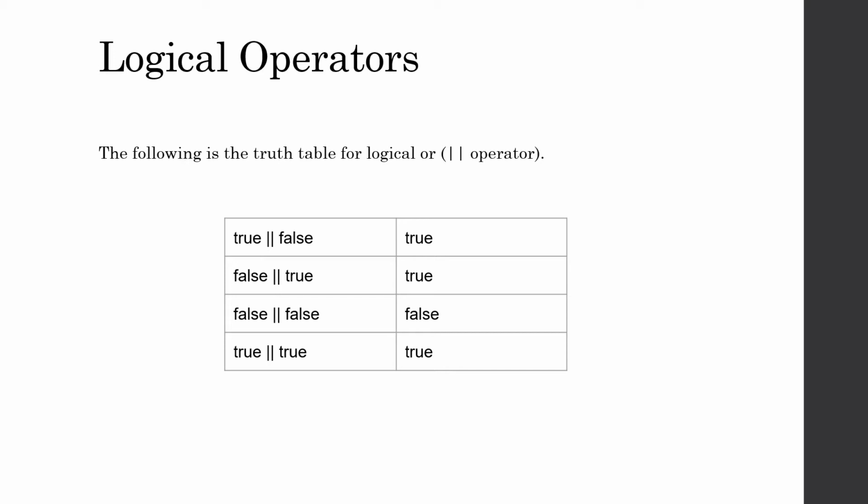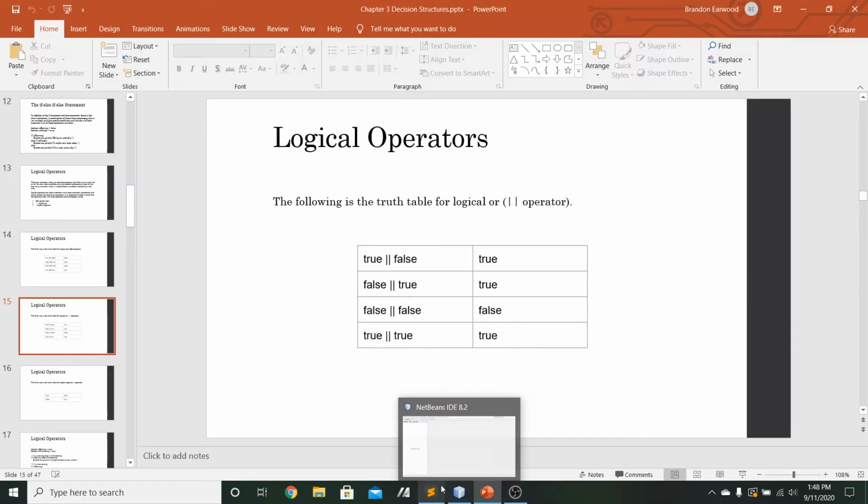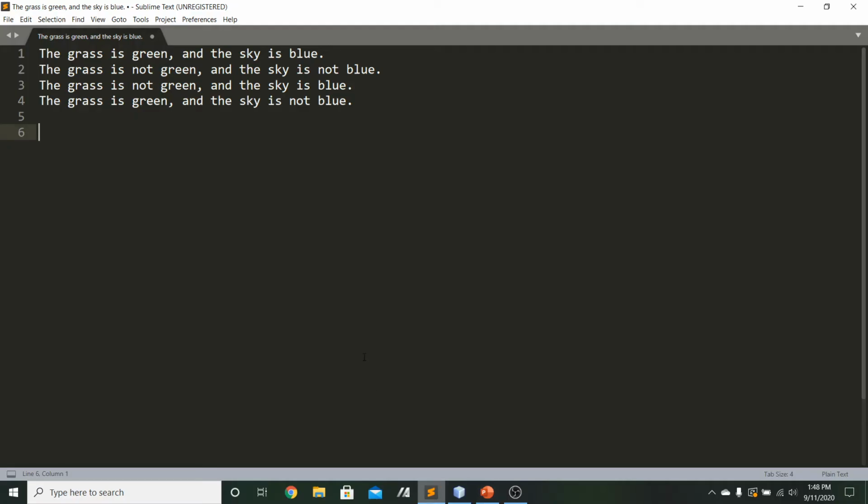So then what we can go ahead and do is put together the set of sentences for this logical OR operator as well. So we'll go ahead and minimize this. Come back over to the text editor. So for the next set, we're going to go ahead and include these same statements here, but we're going to use OR instead of AND. So we'll start with the first one again, just do all true. So we'll say the grass is green, or the sky is blue.